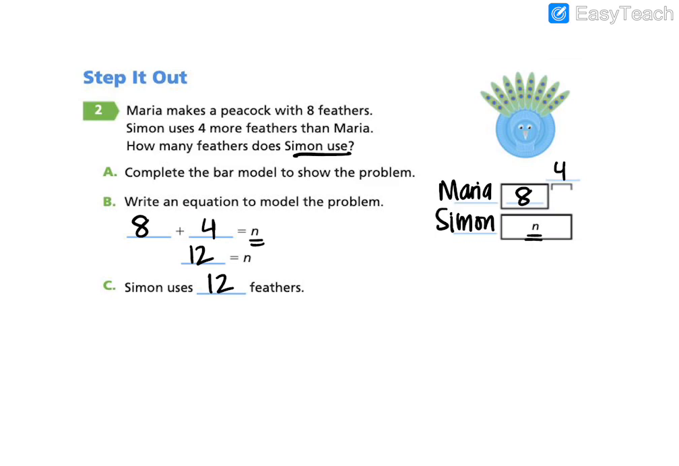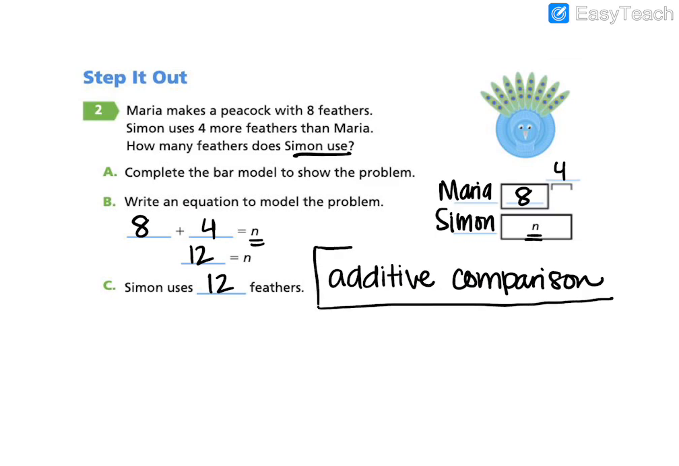Right, so which kind of comparison was this? I want you to go ahead and label it. Pause the video and determine, is this a multiplicative comparison or is this an additive comparison? All right, and let's check. This problem used an additive comparison. We were looking at how many more somebody had.